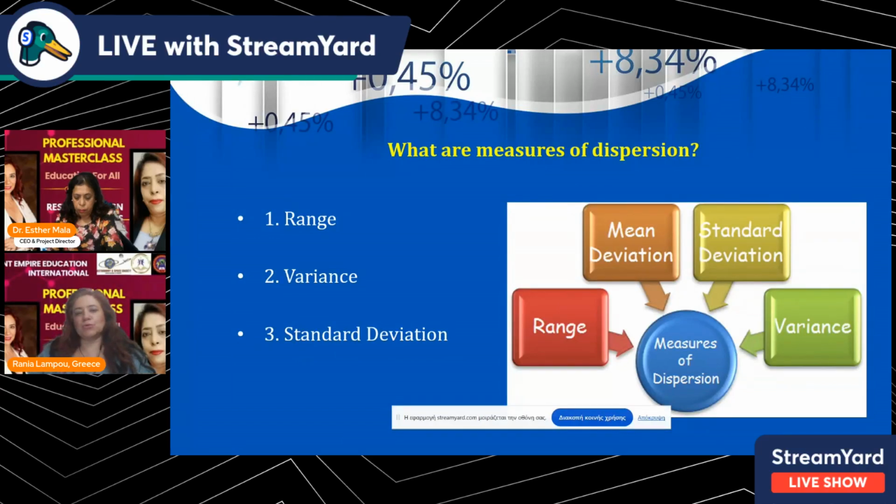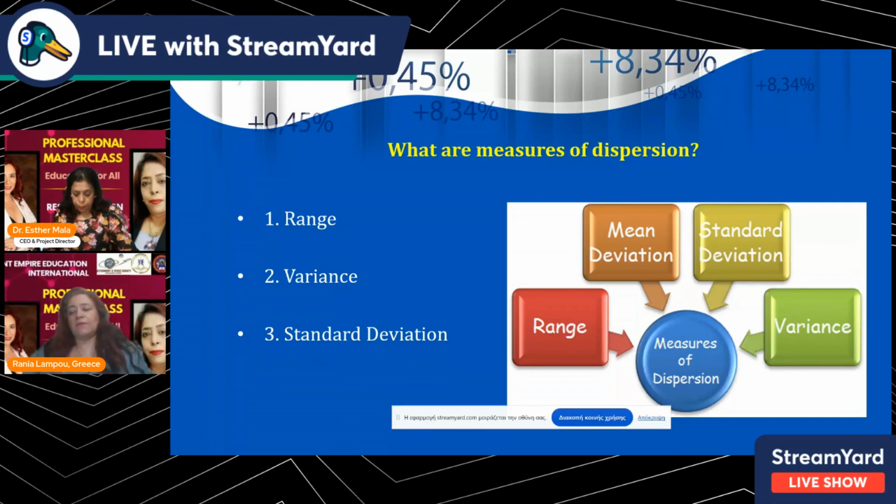Now, what are the measures of dispersion? Measures of dispersion describe how spread out or scattered the data points are in a data set. And this helps you understand the variability or consistency of the data. So the common types are range. Range is the difference between the maximum and minimum values in the data set. This gives a quick sense of the total spread, but it is sensitive to outliers.